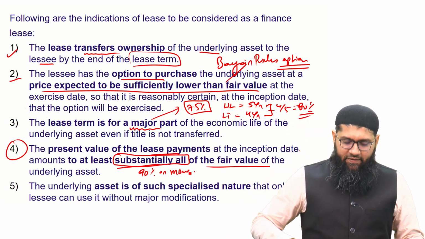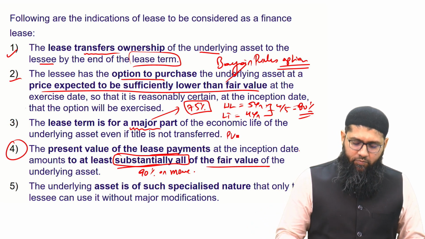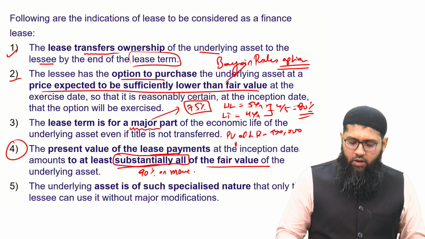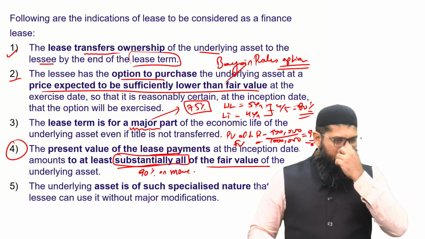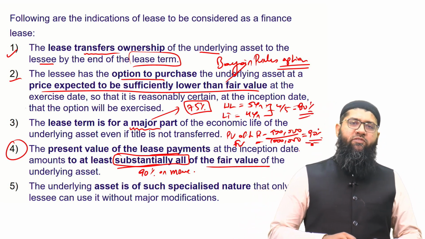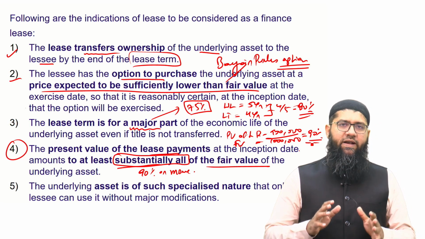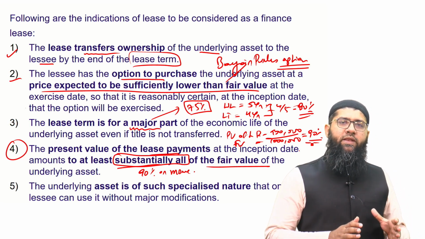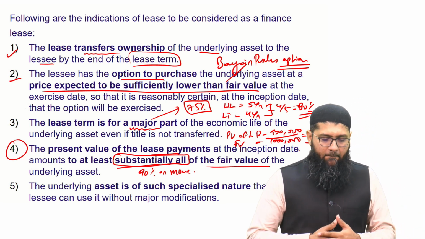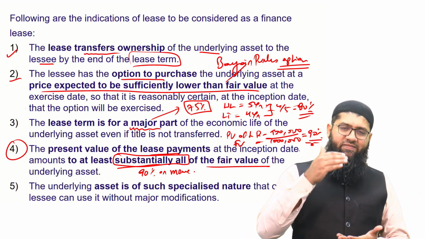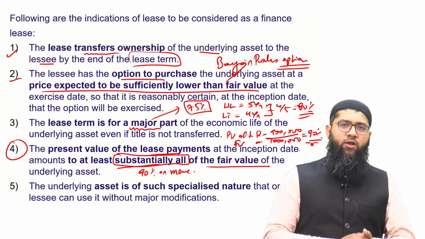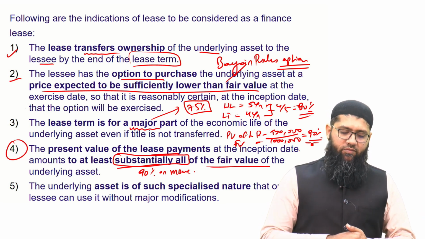So if, let's say, the present value of lease payments is 900,000 and the fair value of the asset is 1 million, resultingly this is going to be 90% or more. Do you understand this point? Now, if the present value of the lease payments at the inception date is substantially all of the fair value, then again it's going to be a finance lease.